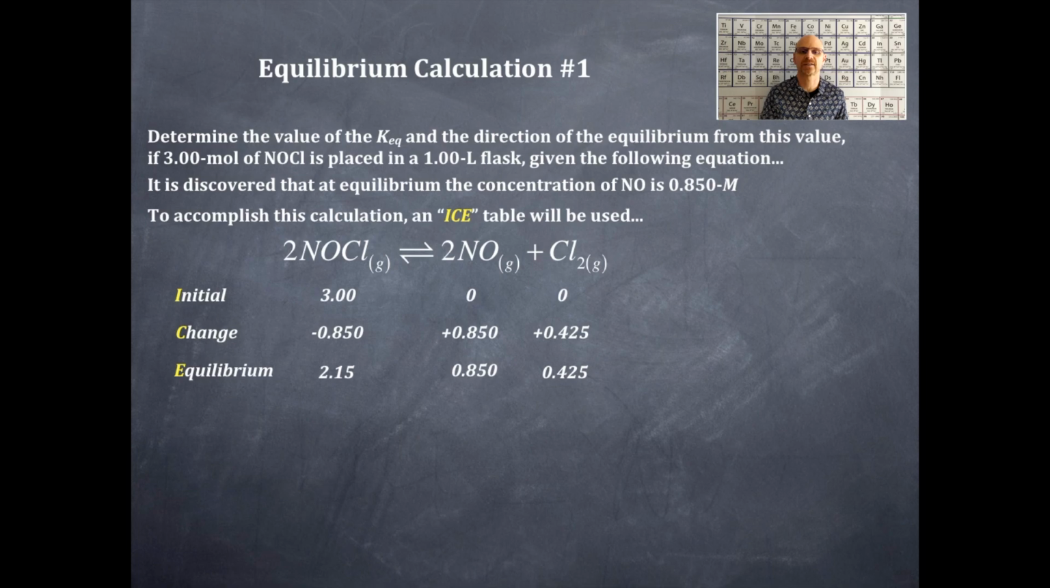I had to do an ICE table, and I started off with my 3 molar of my reactant, 0 for both of the products, and then I was given a concentration at equilibrium, and I worked backwards from that value. The reactant is a subtraction of the change. The products are an addition of the change, because the reactants decrease, therefore the minus sign, and the products increase, therefore a positive sign. And you're going to add up the initial and the change to acquire the equilibrium row.